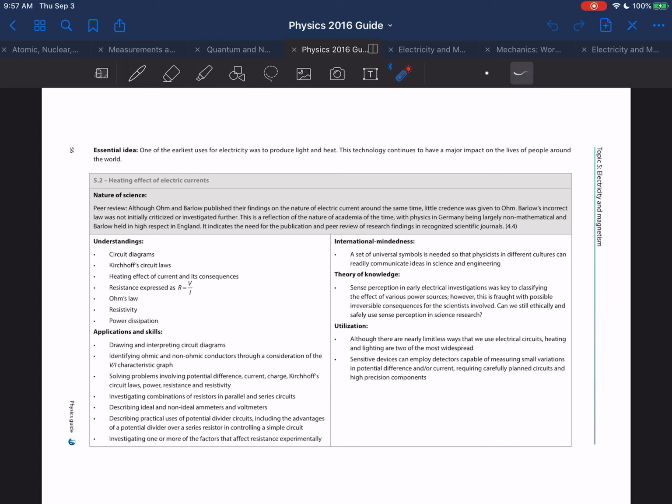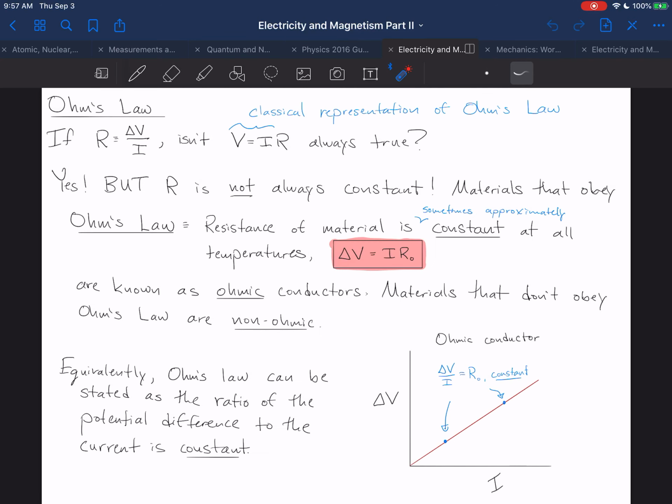Hello everyone! In this video we will continue to examine topic 5.2, the heating effect of electric currents, and in particular we will begin to discuss Ohm's law. Alright, so many of you, if not all of you, have almost certainly seen what is known as Ohm's law before. Ohm's law is a sort of classic rule of introductory circuits. It's almost always taught if you've seen circuits in any class at all, so in an 8th grade physical science class, for example, that sort of thing.